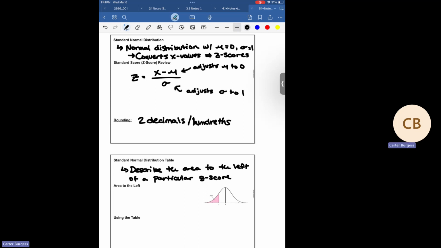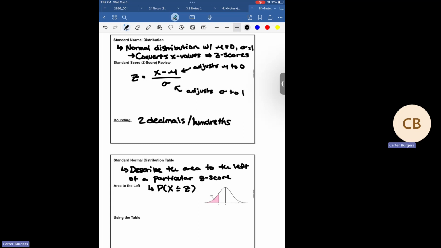And so another way to look at this is, yes, it's telling us something about the area, but maybe a better interpretation is it's telling us the probability that our value is less than or equal to a particular z-score. It's also telling us the likelihood that we see a z-score that is less than this particular value, always to the left for what the table is giving us.